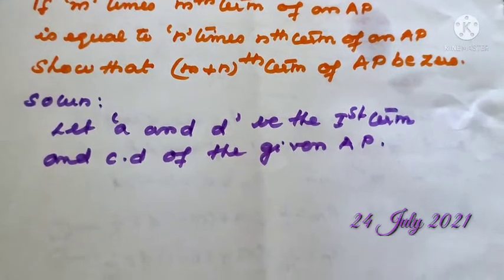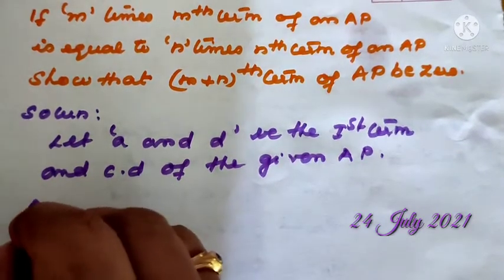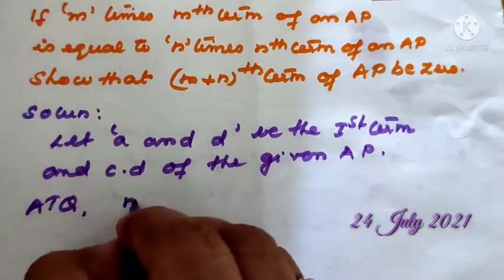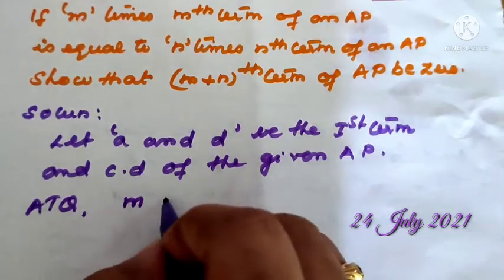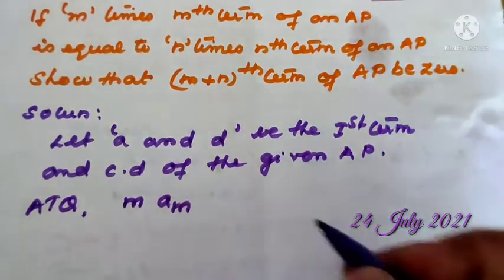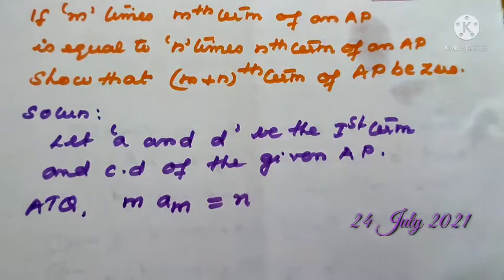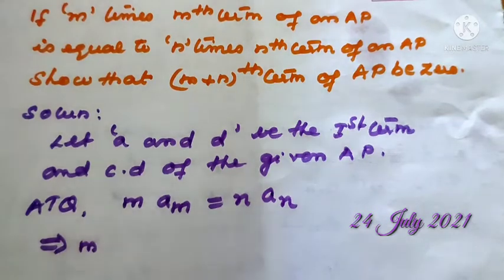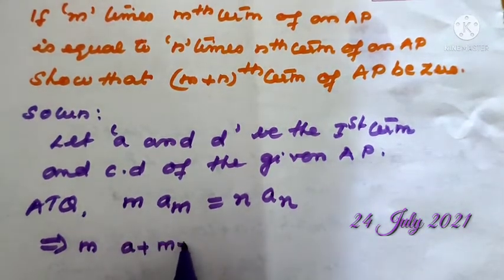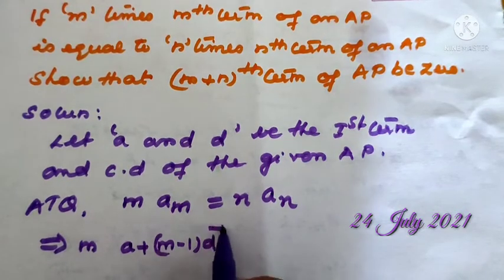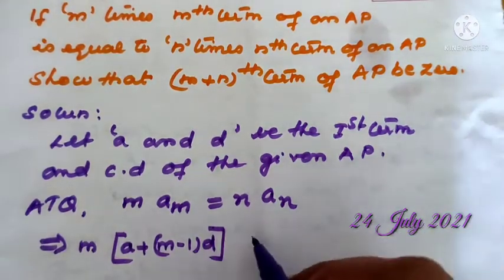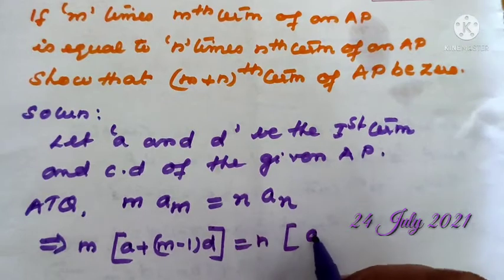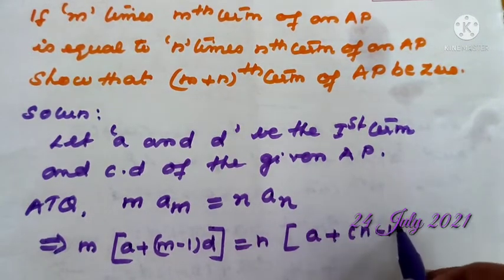Now what is the question? According to the question, m times the mth term equals n times the nth term. Now we are writing the formula: m into [a + (m - 1) into d], we will put it in a square bracket, equal to n into [a + (n - 1) into d].